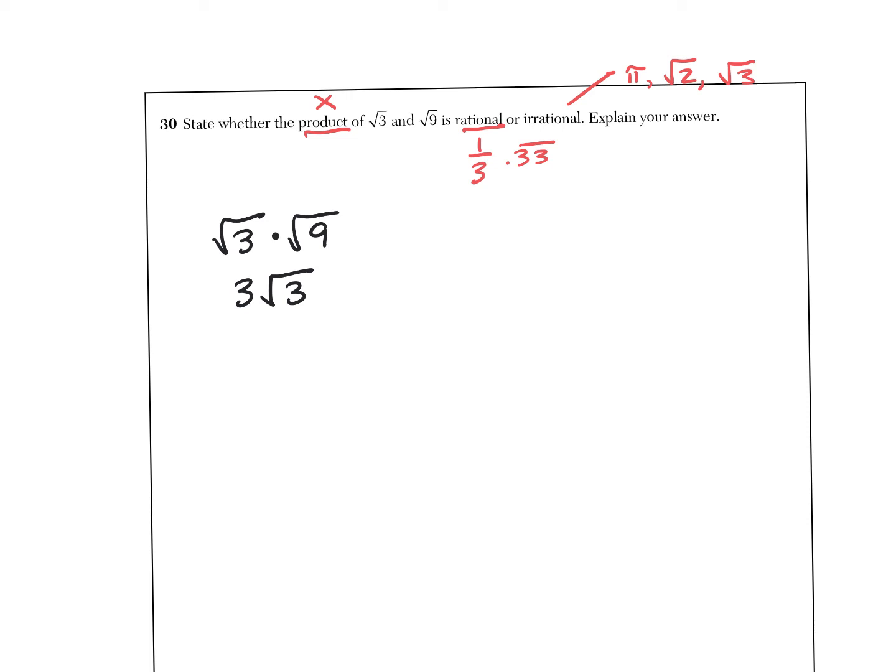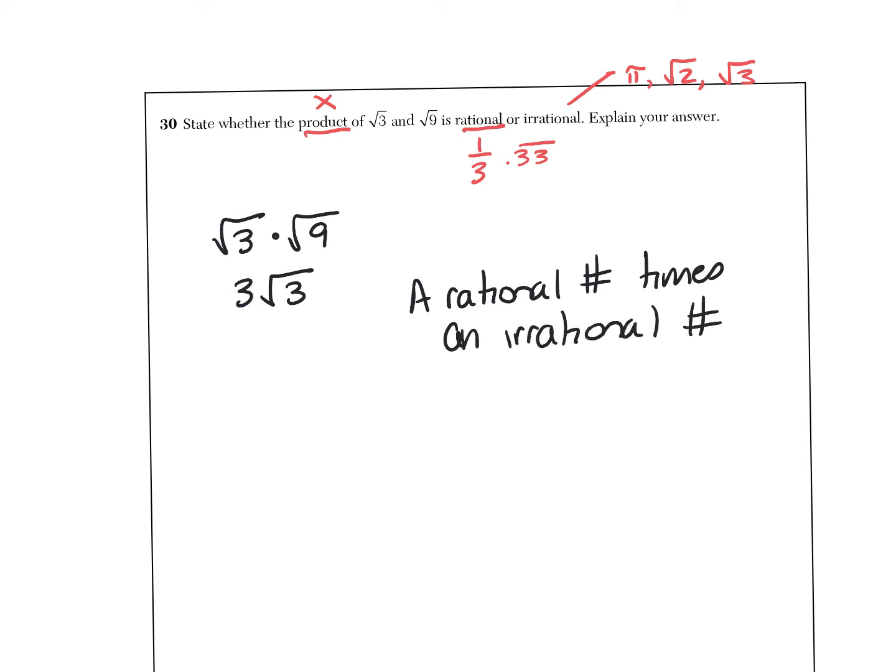So I know it's actually proven that a rational number times an irrational number is irrational. That is enough to go on at this point.